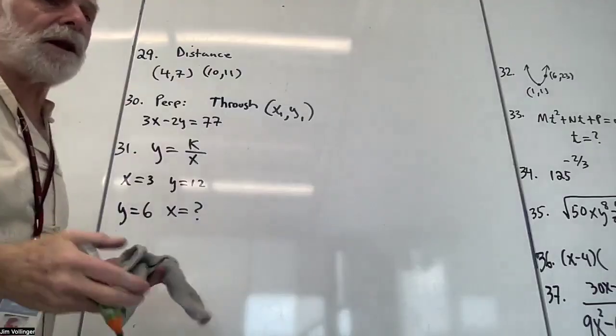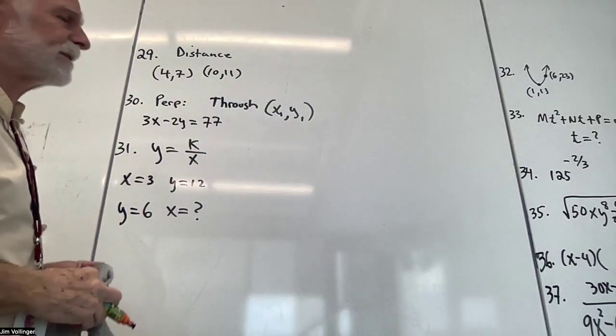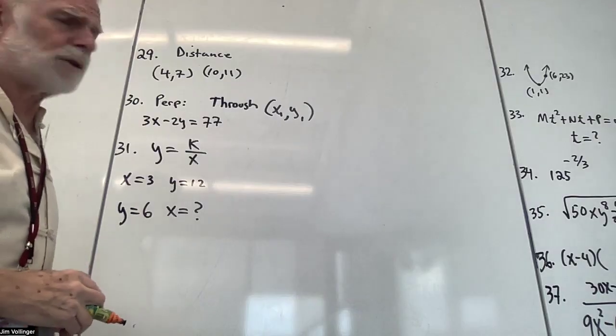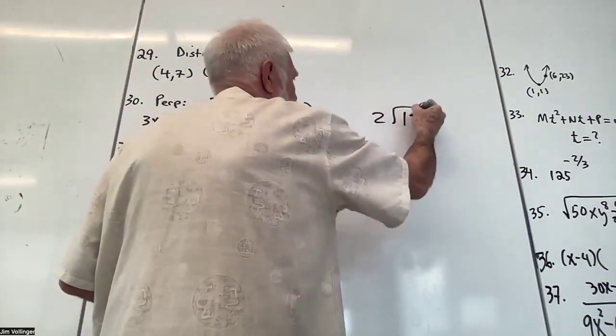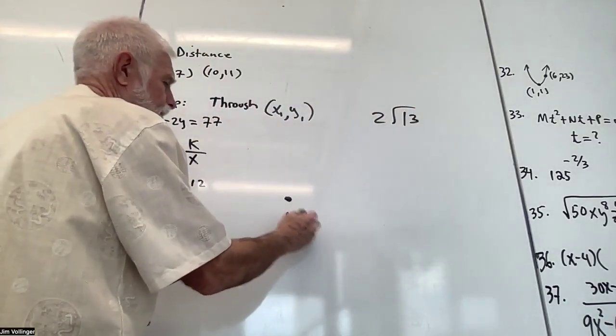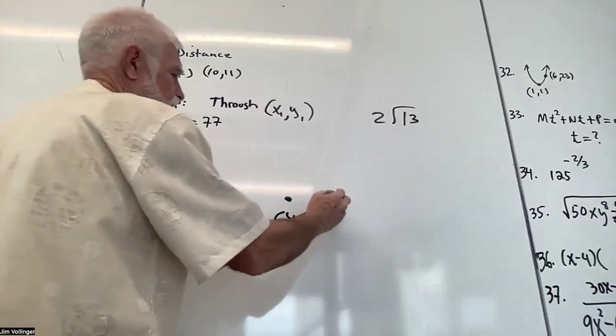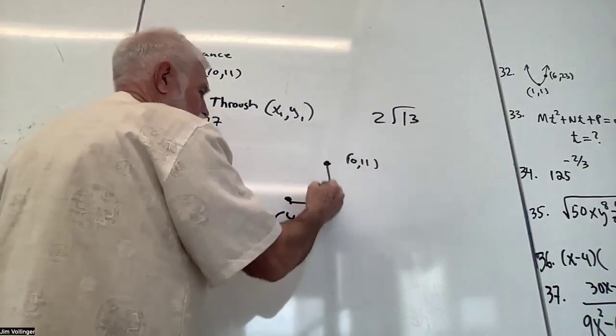Distance. See if you can do it in your head. See if you can look at this and go, okay, I'm looking at 36 and 16, 52, which is 2 root 13. Let's see if we can get 2 root 13 out of this as a distance. 4, 7. Let's call this 4, 7. Let's call 10, 11. 10, 11 over here. Not drawn to scale. I have a right triangle.